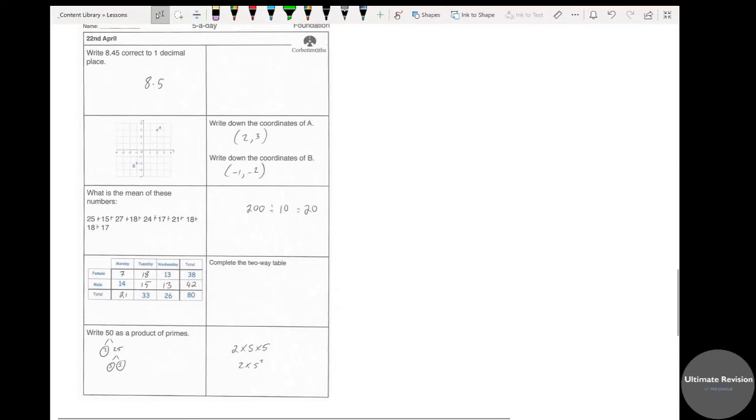Two-way table, it's a bit of a logic question there. 780, 15, 3, 42, and 21. And product of primes, you may have forgotten this, it's where you split it into the factors. You circle the prime numbers like a prime tree, and then you times all the primes together. 2 times 5 times 5, or 2 times 5 squared.